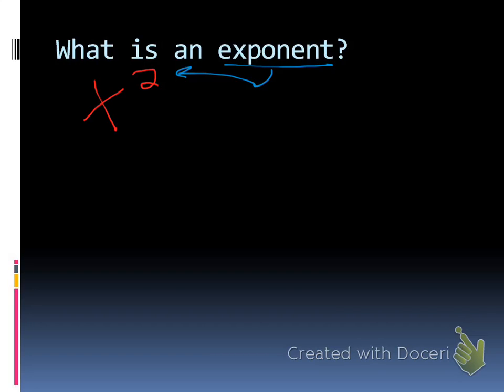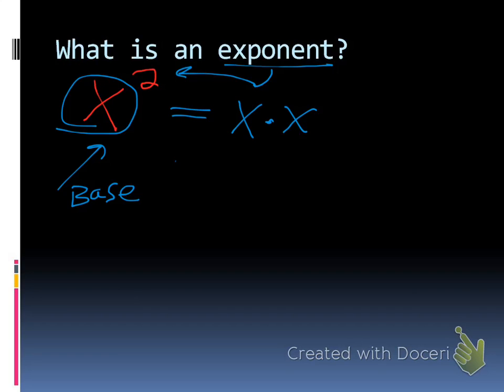And then we call this x, or whatever is being raised to a power, the base of the power. We call this whole thing a power, but 2 is the exponent. What this literally means is x times x, 2 times. So if we had something like x to the 4th, that would literally mean x times x times x times x. Okay, so that's what an exponent means. Let's move on to the next slide.